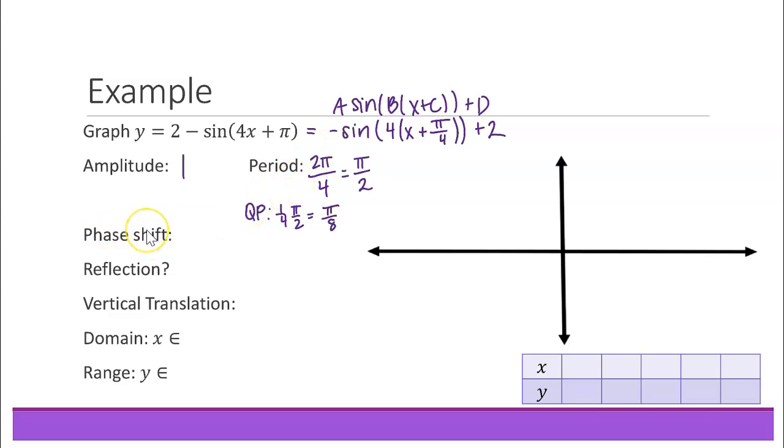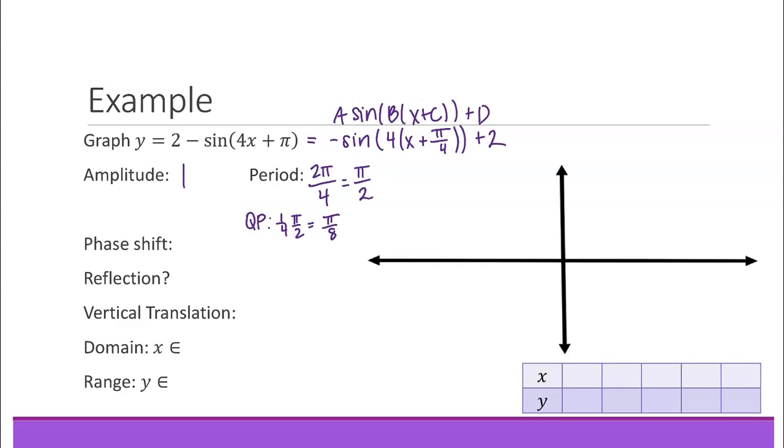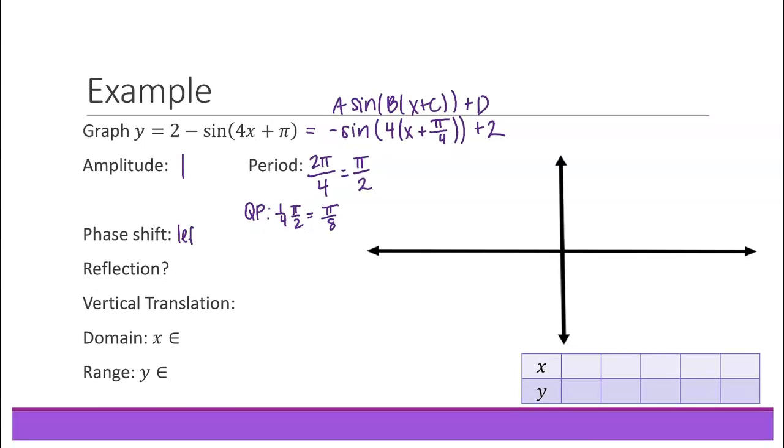The phase shift. We can identify the phase shift from this form over here where I factored out the 4. So I don't want to look here. A common mistake is to say the phase shift is left pi, because of the plus pi that's right here, but in fact it's going to be left pi over 4. Since it's addition, it's going to be the opposite of what I would think. It's going to go left. So my phase shift is left pi over 4.